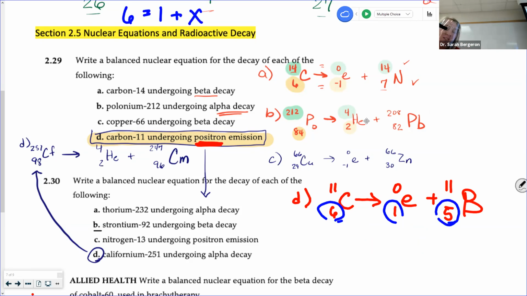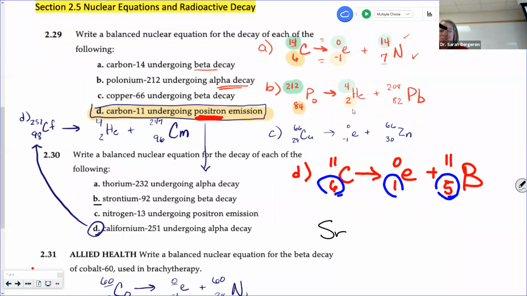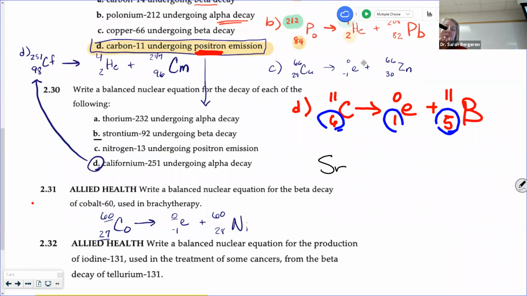Okay. B, strontium 92. What's the symbol for strontium? SR. But I think I need to go up a little bit. We're getting towards the bottom. Because I'm thinking D was A. So I'm sorry. Let's do A first. Thorium 232. What is thorium? TH. 232, top or bottom? Top. 232. Okay, undergoing alpha decay.